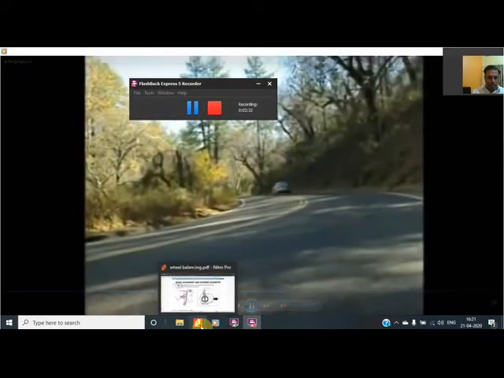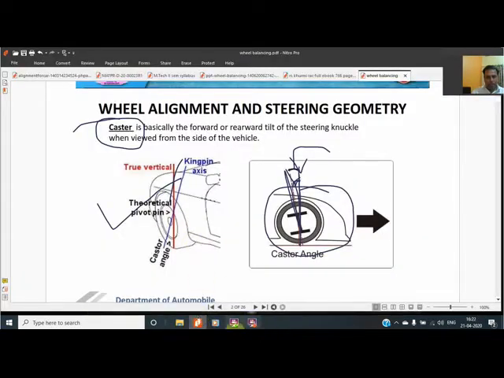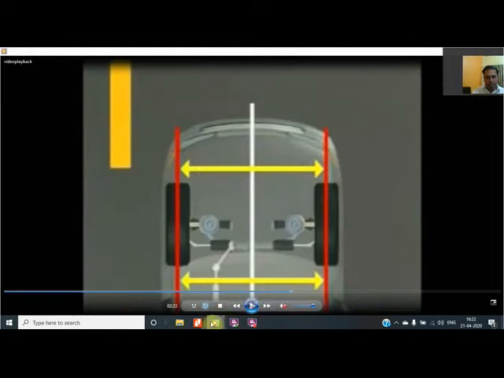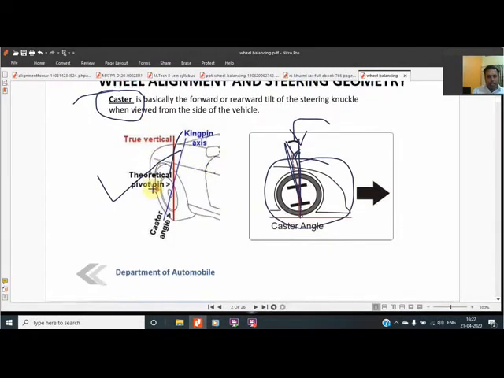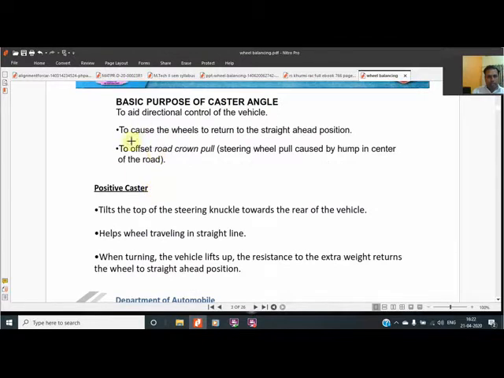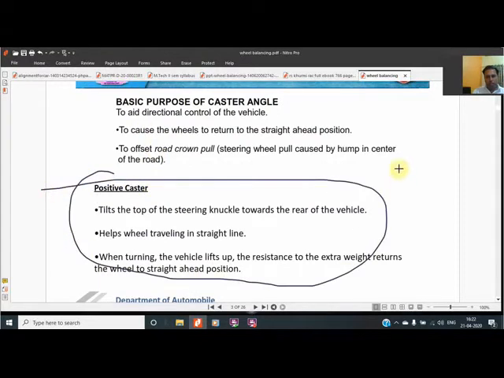And what else is there? After the steering caster angle, the next angle is this. The caster angle, as I have told you already: when the kingpin axis goes from the vertical position to the back side, the engine side, that is positive, and if it is the front side, that is negative.